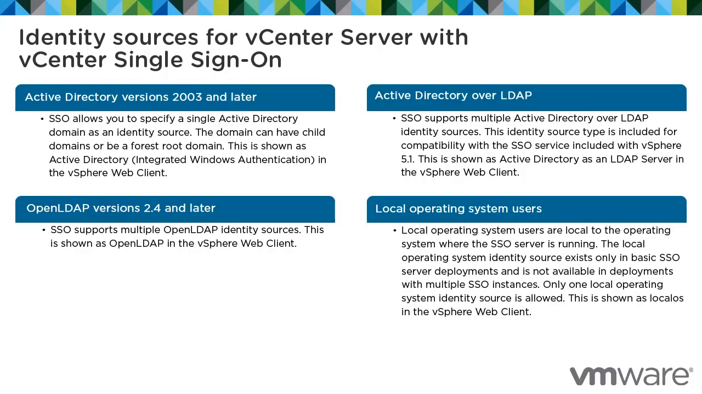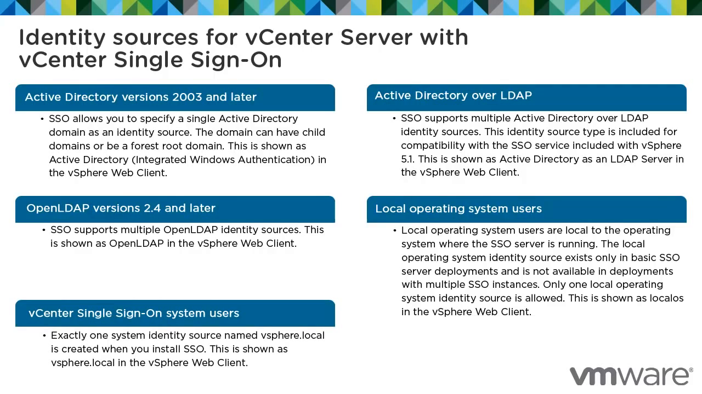Local operating system users. Local operating system users are local to the operating system where the Single Sign-On server is running. The local operating system identity source exists only in the basic Single Sign-On server deployments and is not available in deployments with multiple Single Sign-On server instances. Only one local operating system identity source is allowed. This is shown as Local OS in the vSphere Web Client. vCenter Single Sign-On system users. Exactly one system identity source named vsphere.local is created when you install Single Sign-On. This is shown as vsphere.local in the vSphere Web Client.